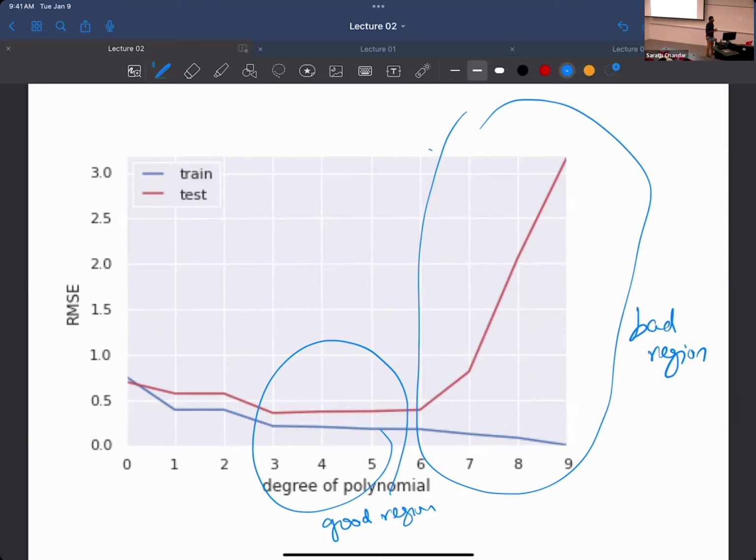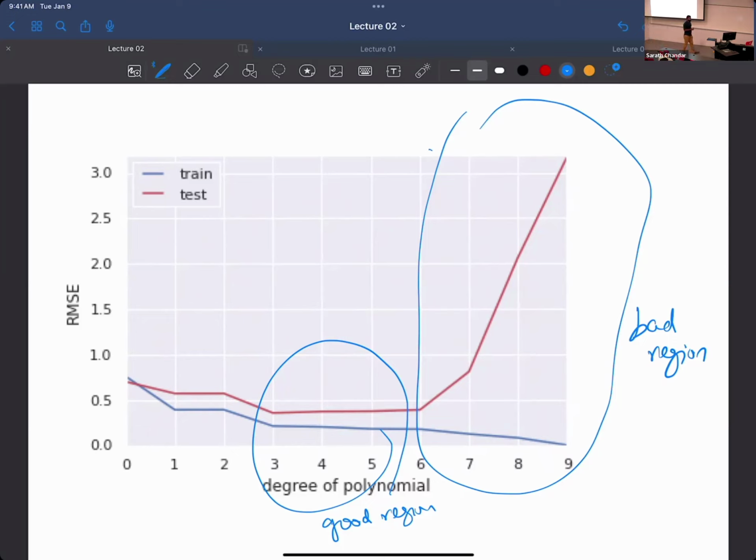The graph shows no difference at the 0 degree? Why does it not show a difference? What do you mean by no difference? It has some training error, right? You should not read too much into this one. By 0 degree, I mean you just have the bias, which means it's a constant prediction. It's going to always predict the average. So this is just the bias.